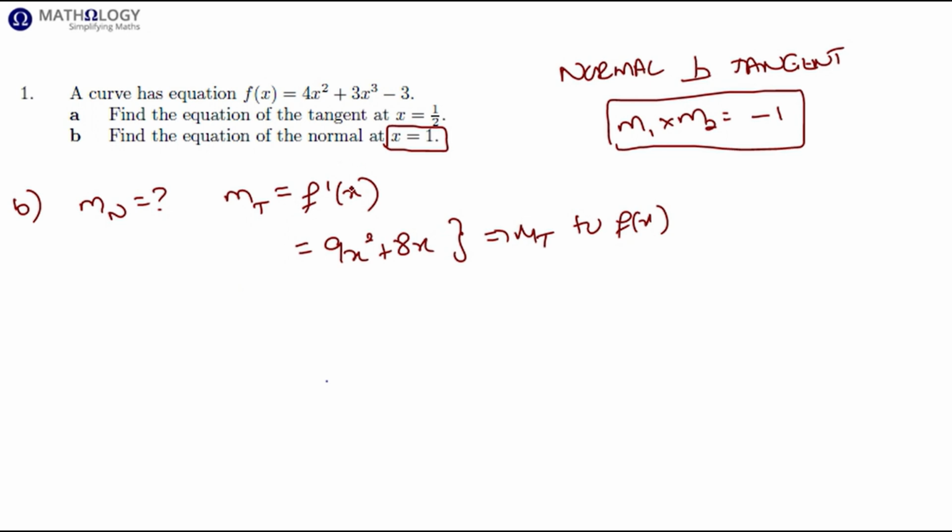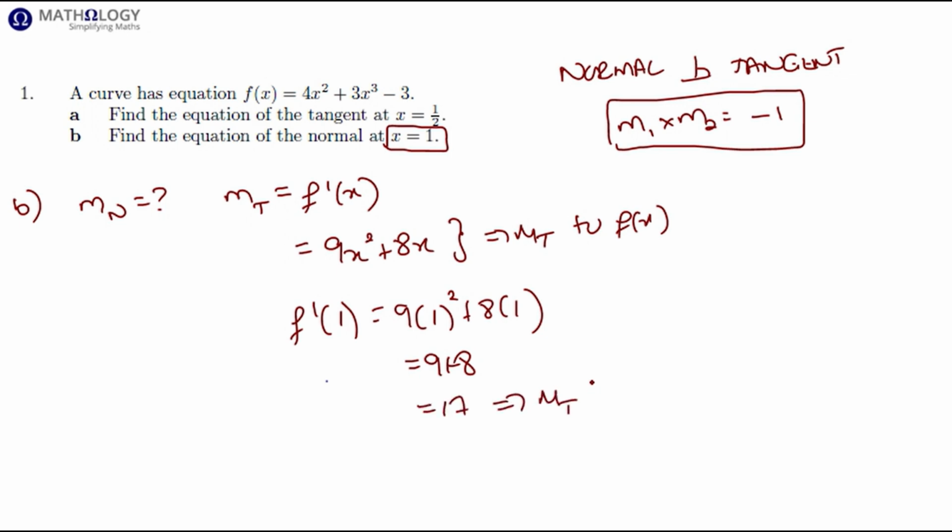This expression represents the gradient of the tangent to f of x at any point. Now, to find the value of the gradient of the tangent to f of x where x equals 1, we are going to determine f prime 1, which is 9 times 1 squared plus 8 times 1. That's 9 plus 8, which is 17. 17 represents the gradient of the tangent to f of x at the point where x equals 1.